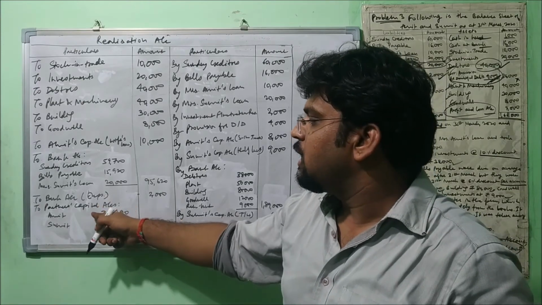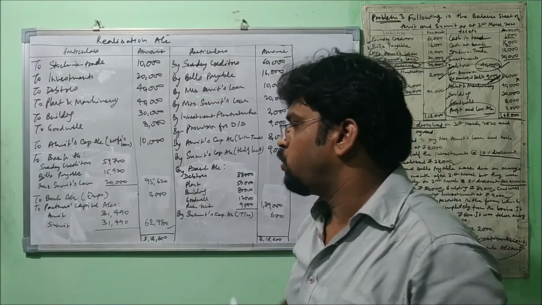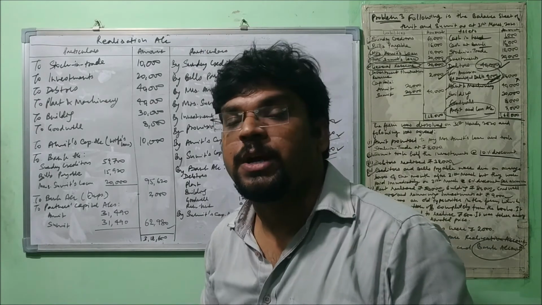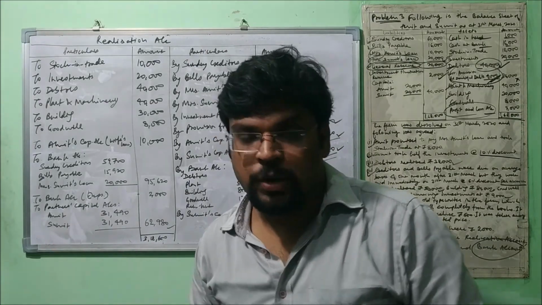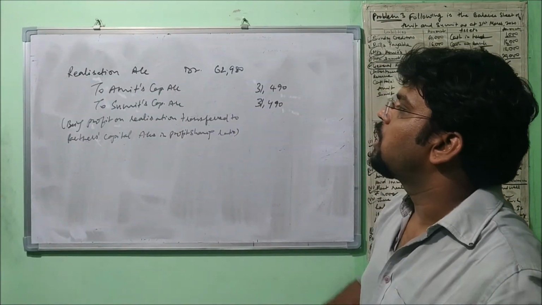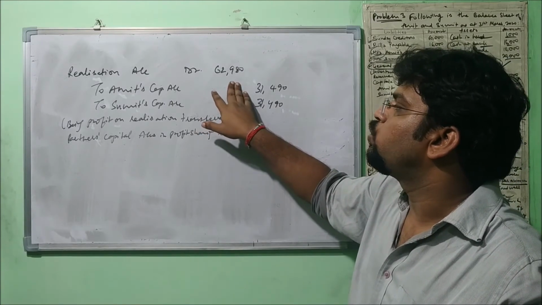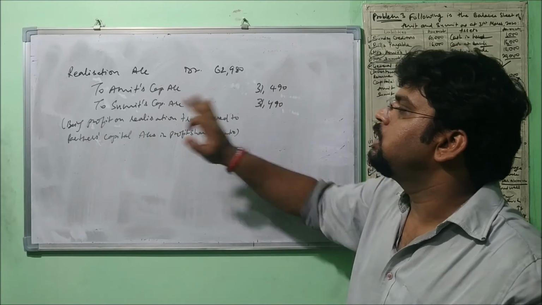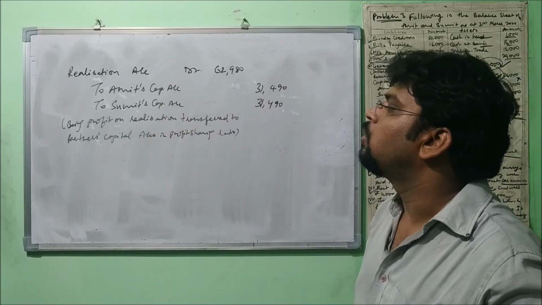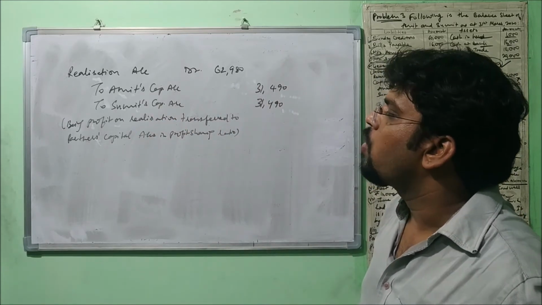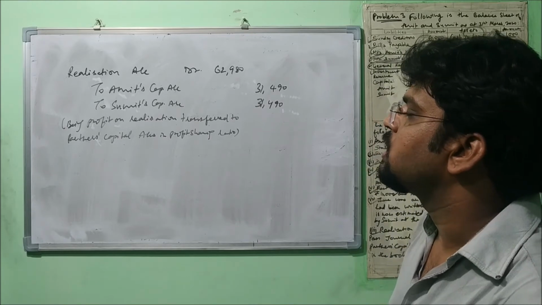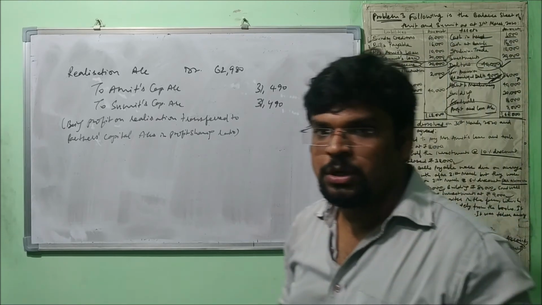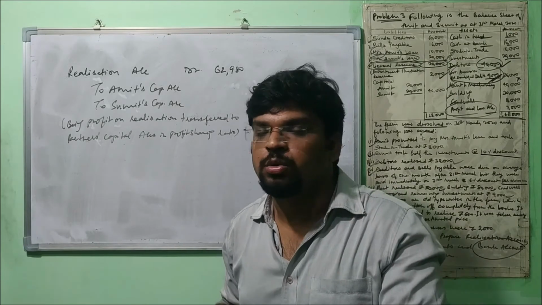Now this journal entry will be passed. How? I just showed you. And thereafter we will prepare the partners' capital accounts. So this will be the journal entry: Realization account debit 62,980 to Amit's capital account 31,490 and to Sumit's capital account 31,490. Being profit on realization transferred to partners' capital accounts in profit sharing ratio. You can put this entry where I asked you to leave the space.